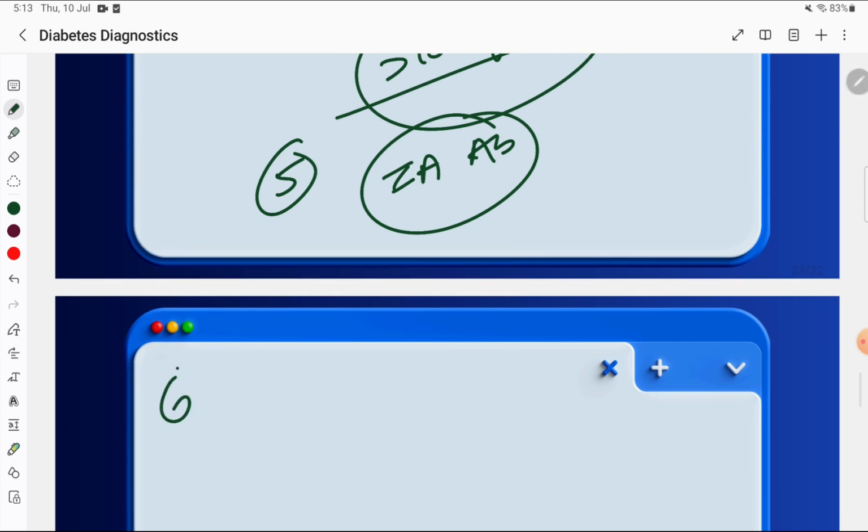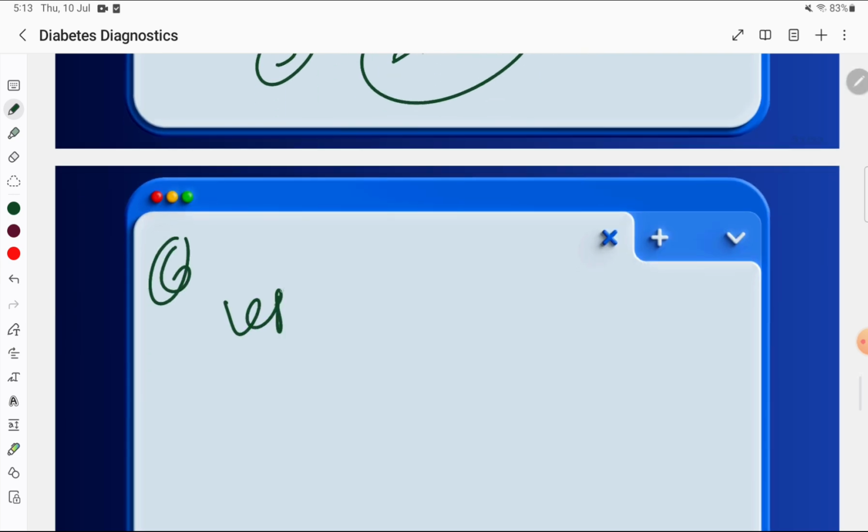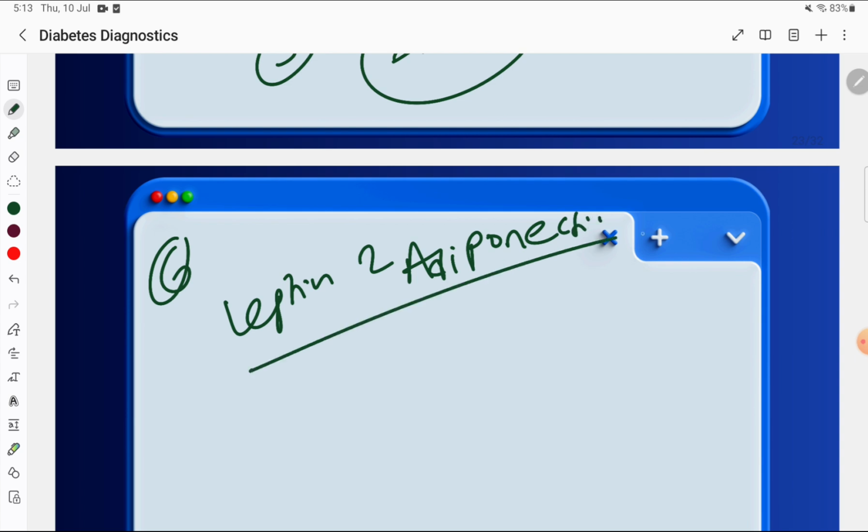Then the sixth rare test, my friends, is the leptin and adiponectin levels. Right? What are these? What is leptin? Leptin is the satiety hormone, often high in obese type 2 diabetes, but shows leptin resistance. So the type 2 diabetes mellitus patients show high leptin resistance. What is adiponectin? It improves insulin sensitivity, and paradoxically it's low in obese type 2 diabetic patients.